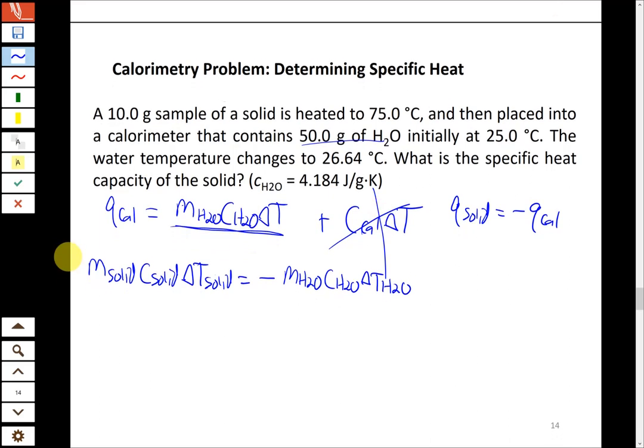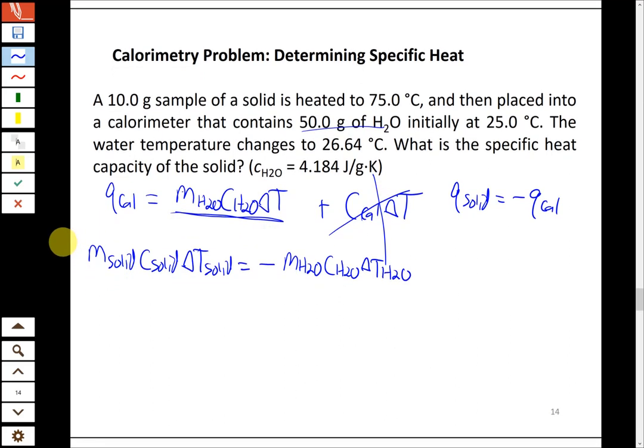So now we're ready to solve for our unknown. So let's just start plugging in some numbers. What we first also need are the delta T terms, but let's write in what we have so far. So the mass of the solid is 10 grams. So we have a 10 gram piece of solid. Heat capacity of the solid is what we're solving for, so that's our unknown. And then for the delta T of the solid, we have to, again, do final minus initial.